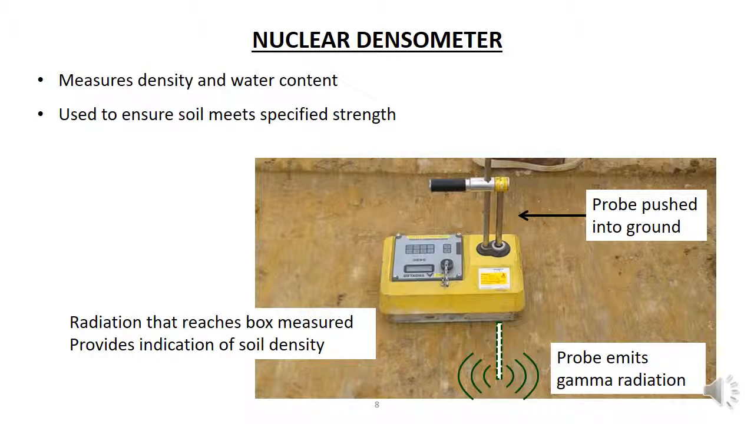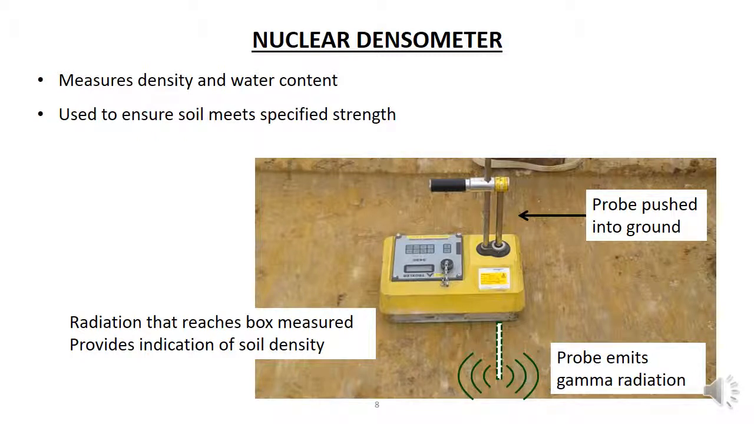This photo shows a nuclear densometer in action. The yellow box contains the measuring equipment and a small amount of radioactive material. The handle is the top of a probe which is pushed into the ground. The probe contains a small amount of radioactive material at the end, which emits gamma radiation, as shown in the diagram. The box measures the amount of gamma radiation that gets through the soil back to the box.